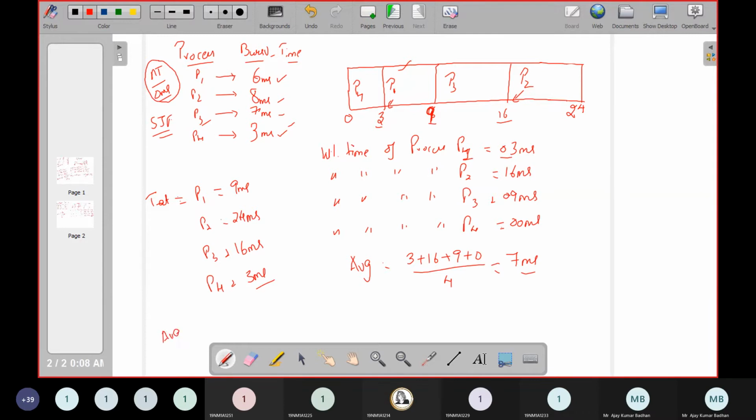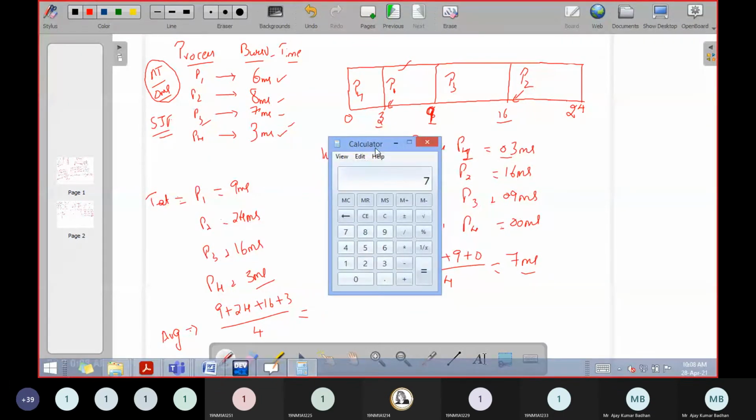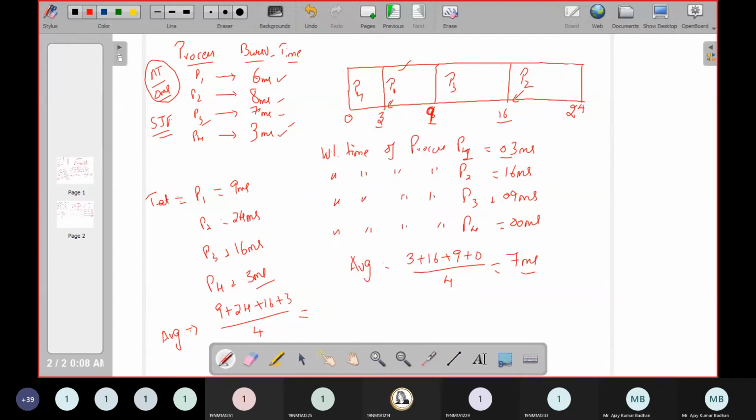So what is the average turnaround time we are going to get here? 9 plus 24 plus 16 plus 3 by 4. So how much will it be? Let me see it here. 9 plus 24 plus 16 plus 3 is 52, by 4, it's 13 milliseconds. Okay, so let's see the logic.